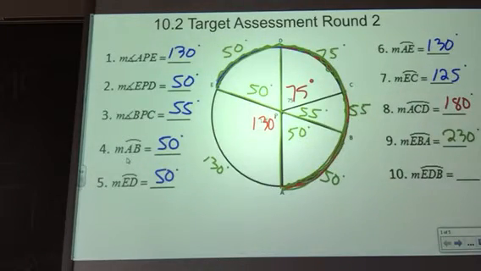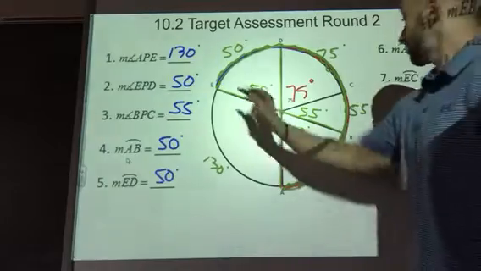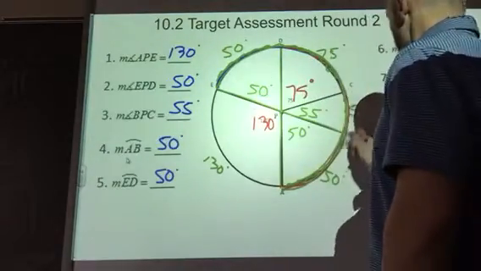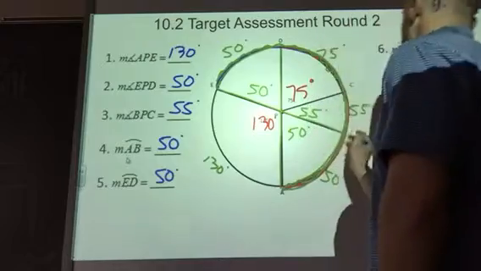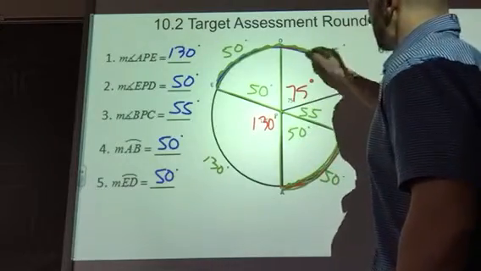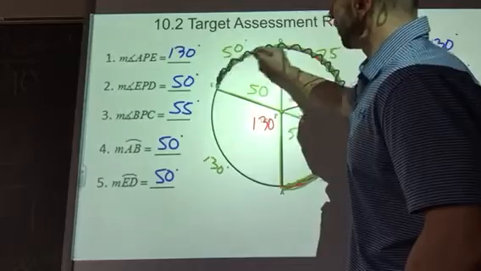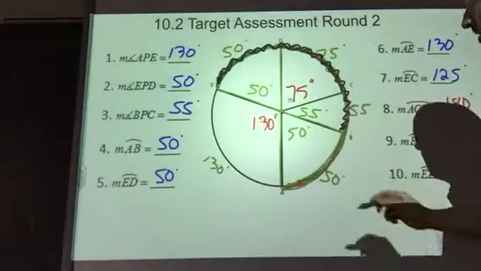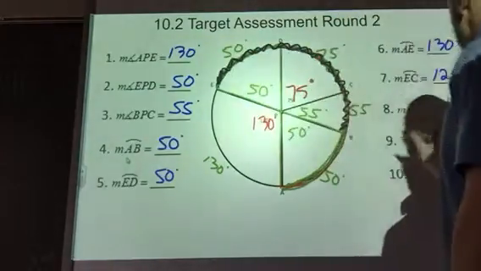And lastly, I'm looking for arc EDB. So EDB is another semicircle there. Highlight that in black. Okay, it's very helpful to highlight while you're working through these so you can really focus in on the arc that you're looking for. EDB is 180.